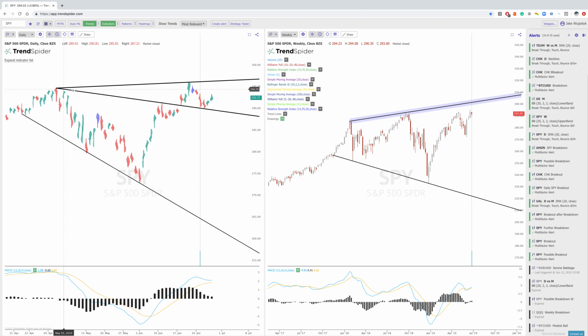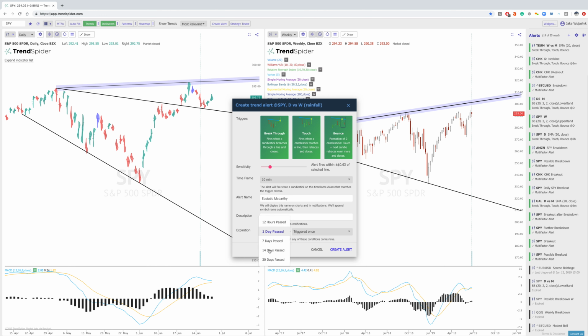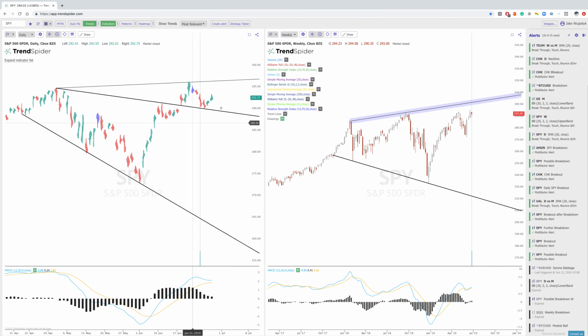So we have this previous kind of broadening wedge resistance here, broke out and then pulled right back to this area and now bouncing off of it again. So one thing that I really want to do, just create an alert at this area above and have it be alerted on the 10 minute. So whenever the 10-minute candle gets in this area, I'll be alerted. We'll have it expire in 14 days or triggered one time. And then I'll do the same thing for this lower area as well.